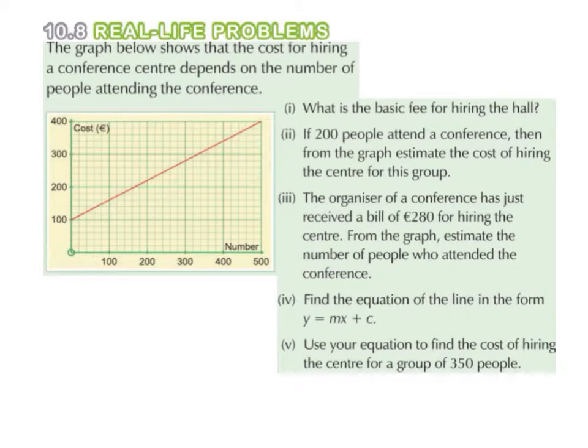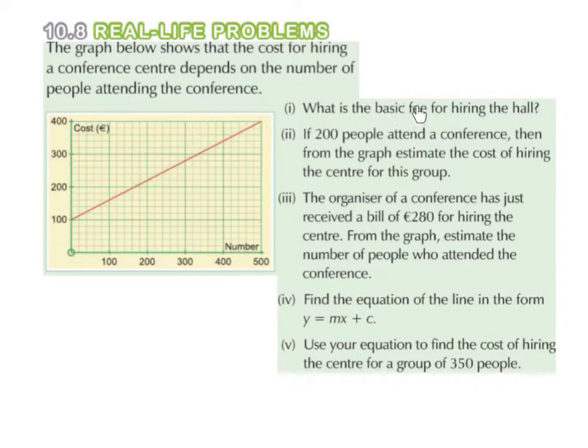Real-life problems. The graph below shows that the cost for hiring a conference centre depends on the number of people attending the conference. So our x-axis represents the number of people, starting at 0, going to 100, 200, 300, 400, 500. The y-axis represents the cost in euro, starting at 0, going to 100, 200, 300, 400 euro.